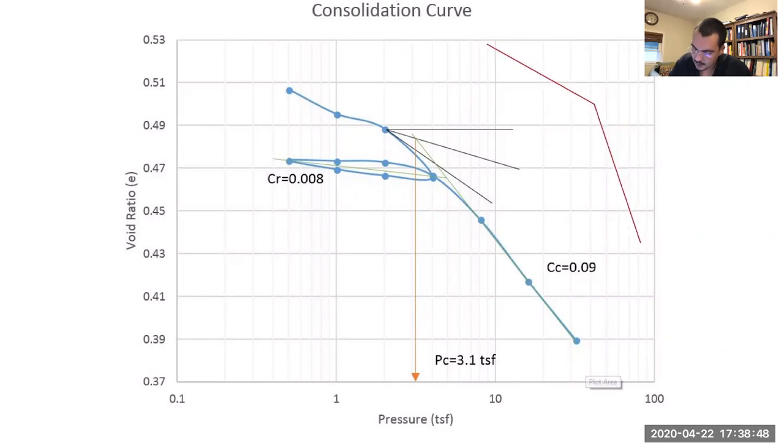So we want to see where this maximum deflection or maximum curvature point is. And if we look at our curve, it is somewhere right here. And this is also a graphical procedure that you will use to find the maximum pre-consolidation pressure. So you'll go with a straight line horizontally. Let me erase this. Just imagine this is right here.